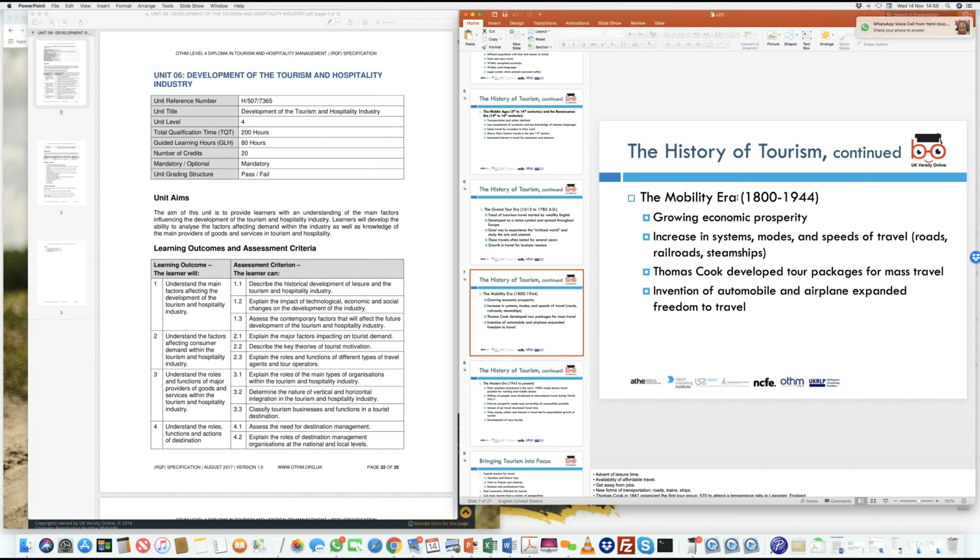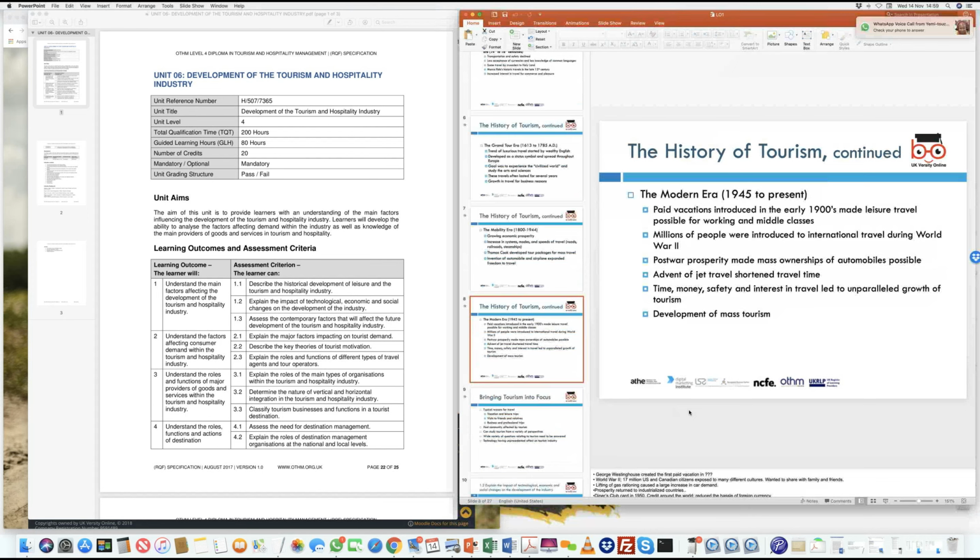And that time frame is called the mobility era. So the time between the 1800s to the 1944s is the time wherein there was a lot of development, which led to economic prosperity, and that economic prosperity at some point led to increased travel and the development of tourism in general.